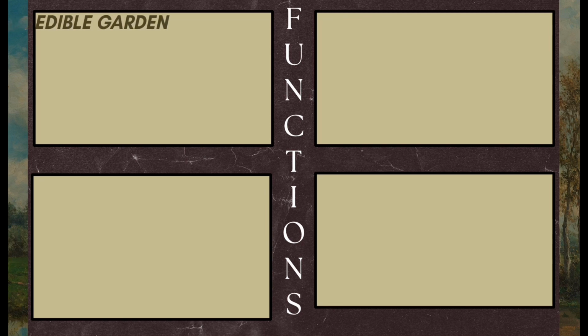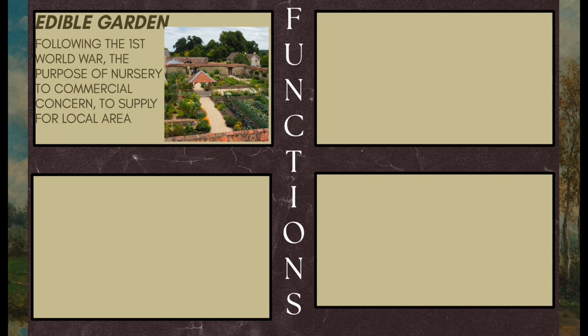Next, functions and types of castle garden. Gardens were functional and included kitchen gardens, infirmary gardens, cemetery orchards, cloister gardens, and vineyards. Edible garden. Following the First World War, the purpose of the nursery turned to commercial concern to supply the local area.